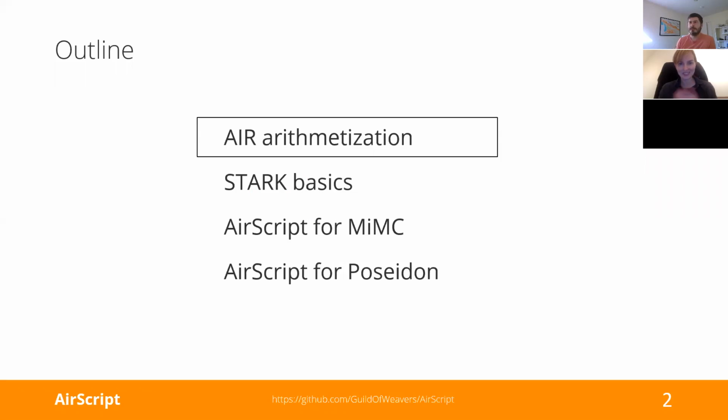All right. So basically, the first thing I would like to do is to go through some of the concepts behind AIR and what exactly arithmetization is, and then very quickly go through STARK basics and then jump into some examples. Feel free to interrupt at any point and ask questions. If you think I'm misstating something, let me know. I'll be going fairly quickly because I think a lot of this is familiar to many people on the call. But if something is confusing, just speak up.